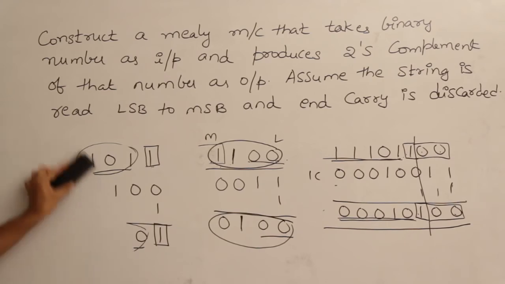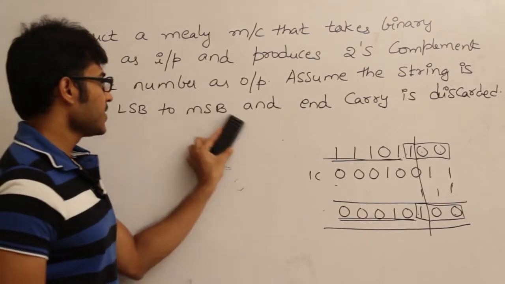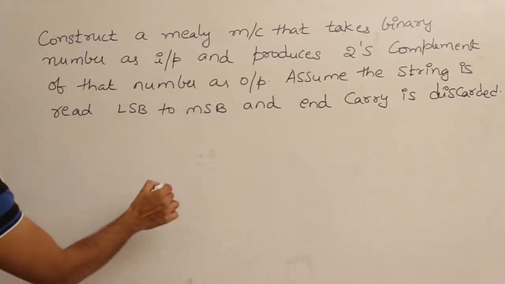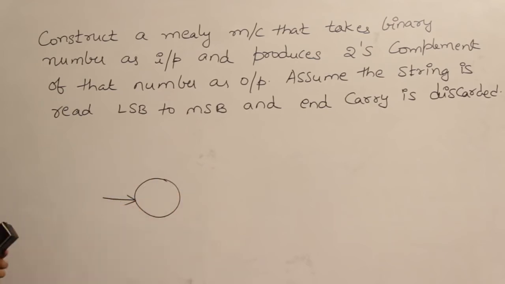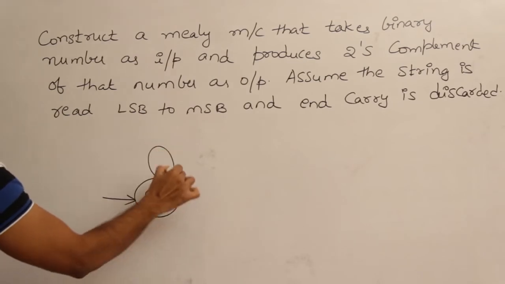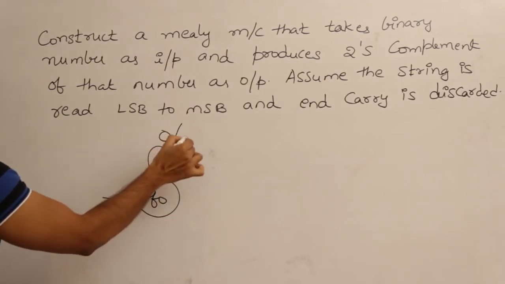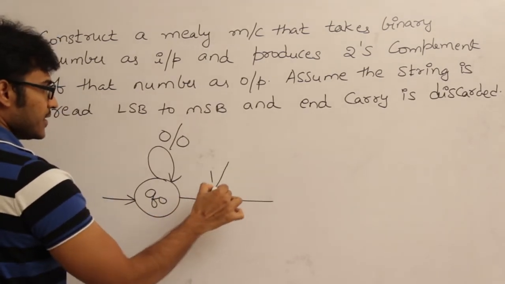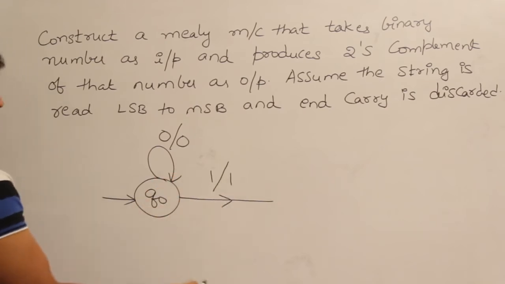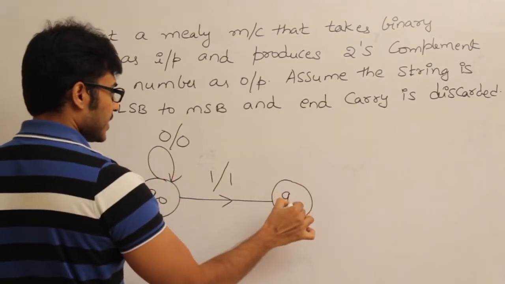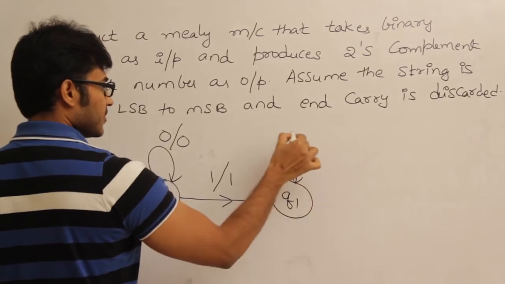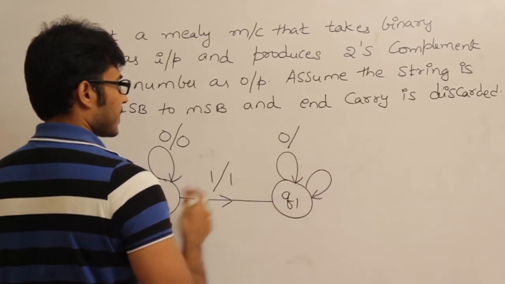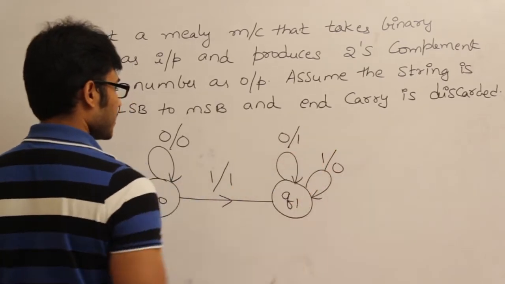Okay, so now let's construct the Mealy machine for this. The Mealy machine will actually look like this. I'm assuming that I'm reading from LSB. So initially I'll be in state Q0. In this state I'll be seeing zeros, and I'll be leaving them as zeros. Whenever I see a 1, I'll remember that I have seen a 1, print 1, and go to the next state, and this state will complement everything, which means if I get a 0, 1 is printed, and if I get a 1, 0 is printed, right?